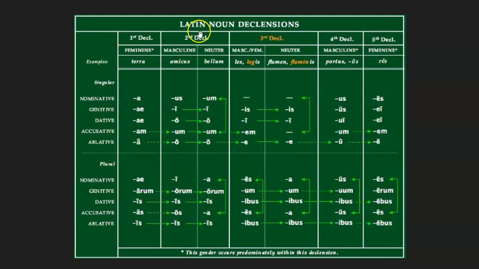Anyway, I just got this online. If you just Google Latin noun declensions and look under images, you'll see something like this or something that's more appealing to you. But I recommend having this next to you at all times when you're doing your Latin work, just because this needs to be referenced continuously until you have it in your head.